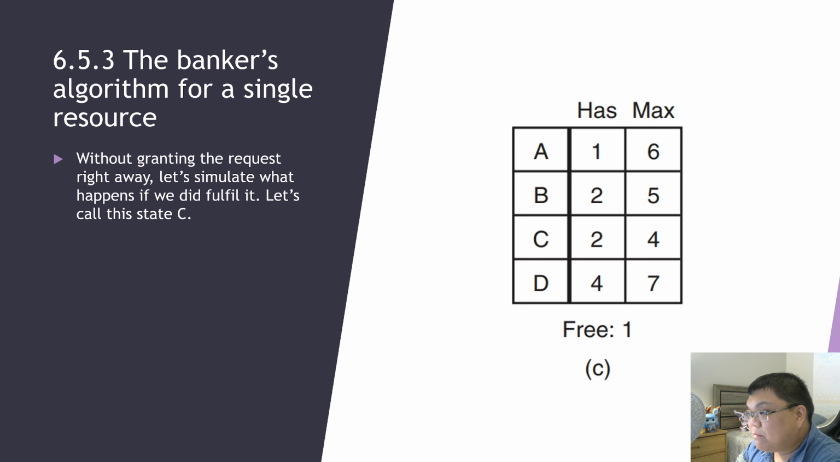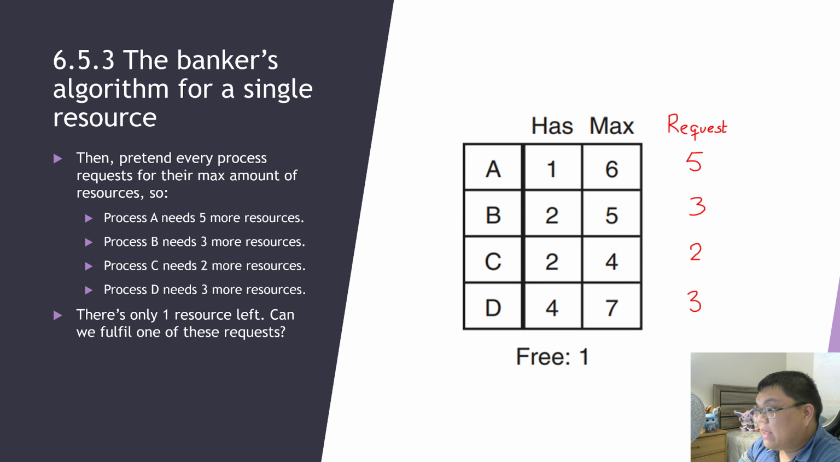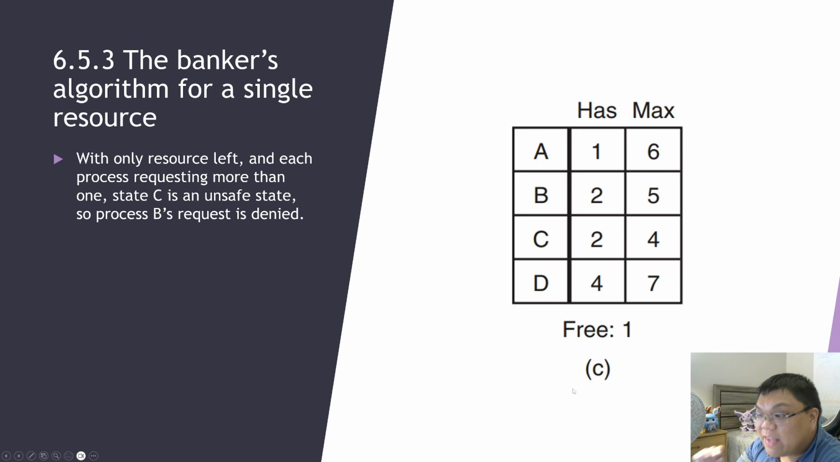So process B has 2 resources allocated to it. We can determine what each process's request is. Process A needs 5 resources. Process B needs 3 resources. Process C needs 2 resources. Process D needs 3 resources. But we only have 1 free resource available. We can't fulfill any of these. That means state C is an unsafe state.